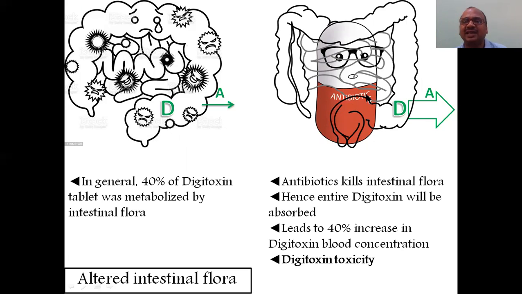This is the antibiotic. See here, antibiotic. So there is not a single microbial flora, single organism. So the entire digitoxin is absorbed. So a 40% increase in the digitoxin blood concentration leads to digitoxin toxicity. So whenever you are giving an antibiotic with digitoxin, you can reduce the digitoxin dose. Otherwise, it may lead to toxicity. It may lead to a stronger heartbeat contraction, and it leads to cardiac arrest finally. Antibiotic with digitoxin: this is called altered intestinal flora.